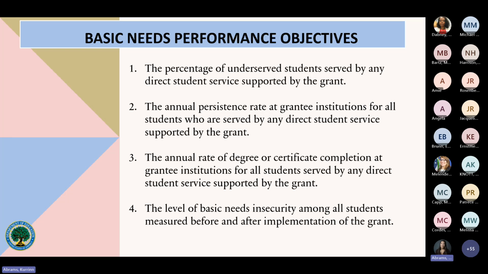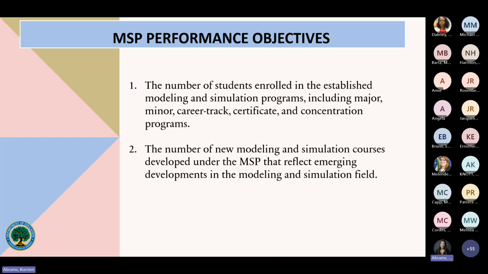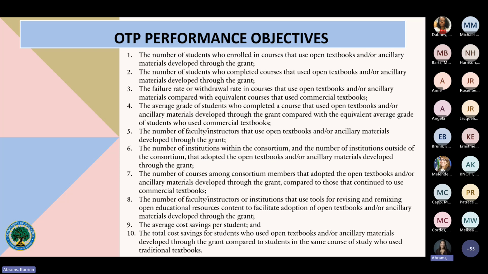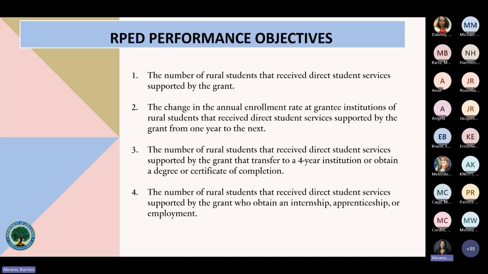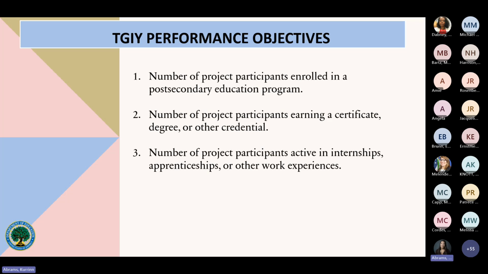So I have listed here the 4 performance measures for the basic needs program. We also have the 2 performance measures for the modeling and simulation program. We have the 10 performance measures for the open textbooks program. We have the 4 performance measures for the RPED program, our rural program. And then finally, the 3 performance measures for our gang-involved youth program. So again, these are in your notice inviting applications that you need to respond to as far as program-specific measures go, although you might have project-specific measures that speak to those, and you can include that information and data under each of those different tabs.